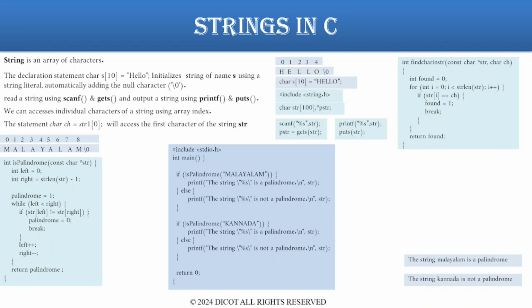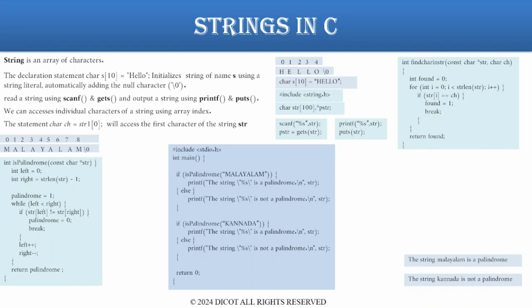If at any point we find a match, value 1 is assigned to the variable found and the loop breaks. If after searching all the characters in the string no match is found, this implies that the character ch is not present in the string. In this case, the variable found is still 0. The function returns this value as output: 1 if the character is present and 0 if the character is not present.